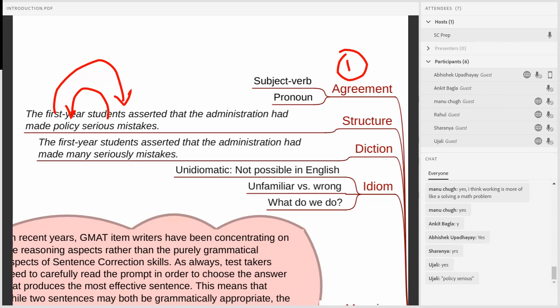All right. So structure is going to be a lot of detail. We'll do it in the next session itself. For now, let's move on to the next topic for us, which is diction. Take a look at the second example that you see over there.